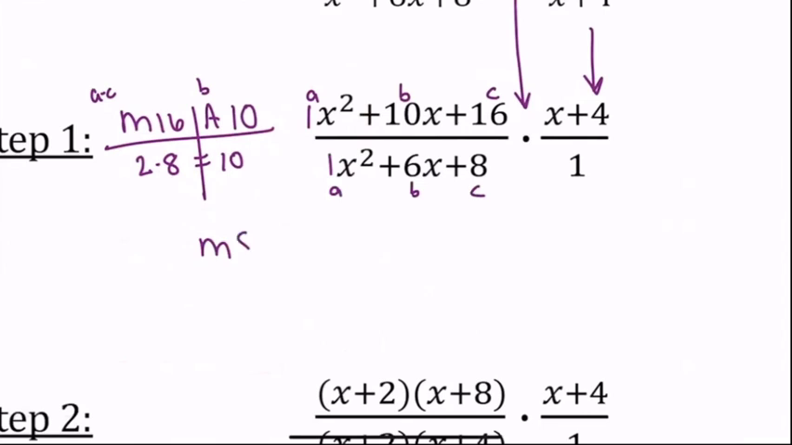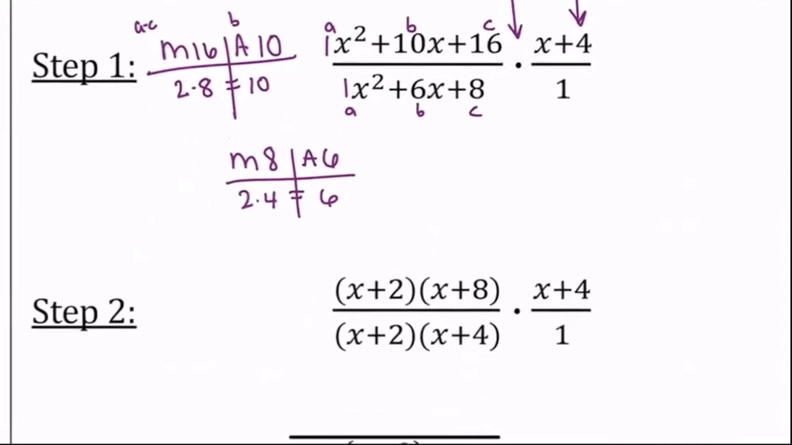Multiply to A times C, and then add to B. Oh, I said B, so I wrote B. Add to 6. Good. 8 would be 1 and 8, which add to 9, or 2 and 4, which adds to 6. And then again, because it's 1x squared, we can just put it right into the factors.